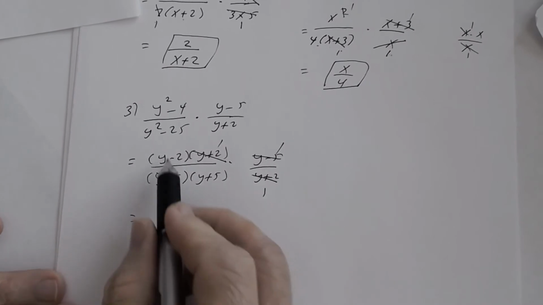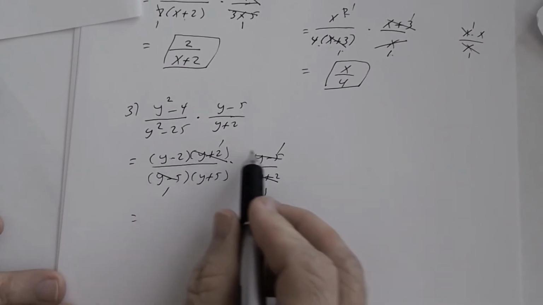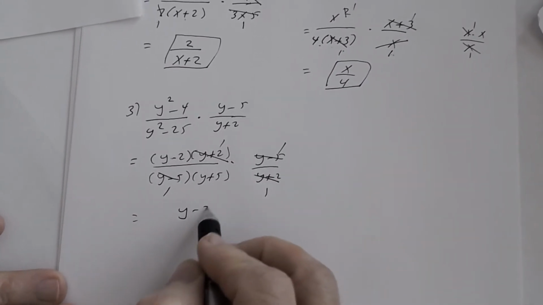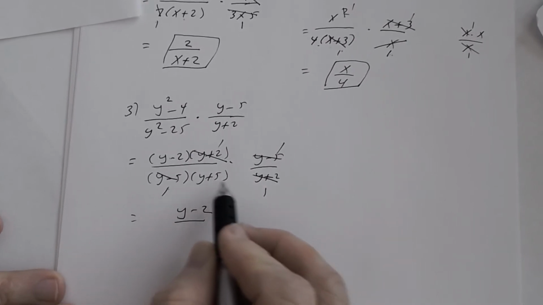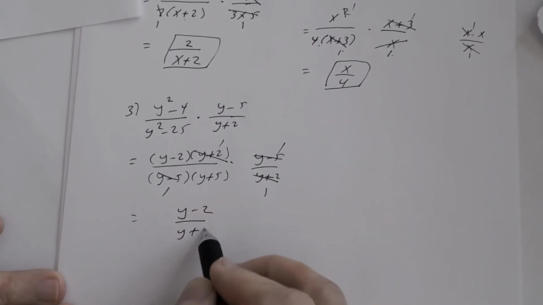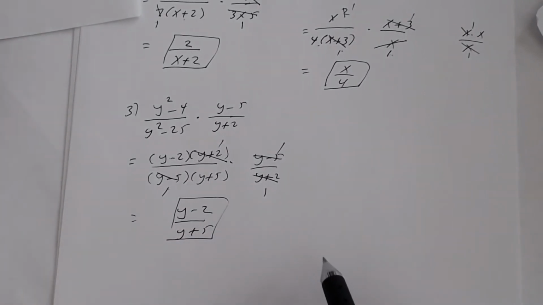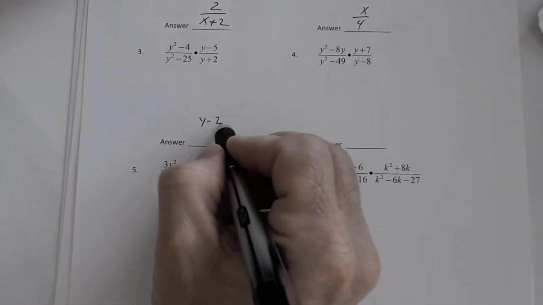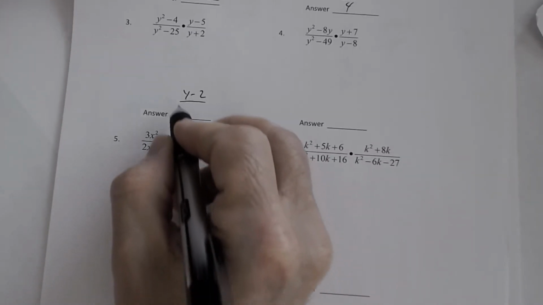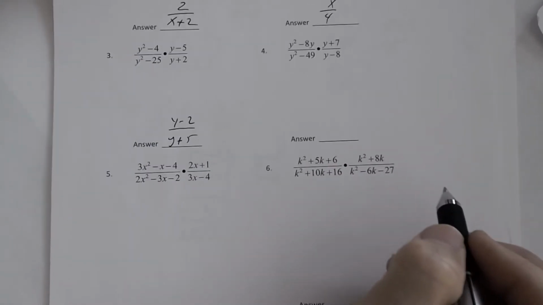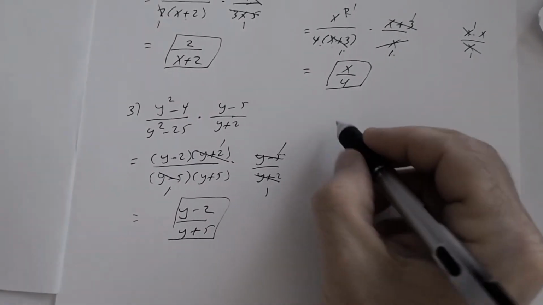So the answer is going to be y minus 2 times 1 is y minus 2. 1 times y plus 5 times 1 is y plus 5. And so that's your answer. Okay, so you get y minus 2 divided by y plus 5.